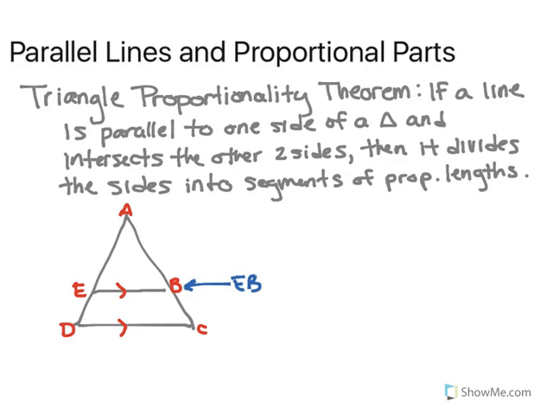The other part is it intersects the other two sides. What it means is that it touches at E and B. Okay? It needs to go all the way through the triangle. Otherwise, this does not fit exactly into the theorem, and it may or may not work. So if this happens, then it divides the sides into segments of proportional length.